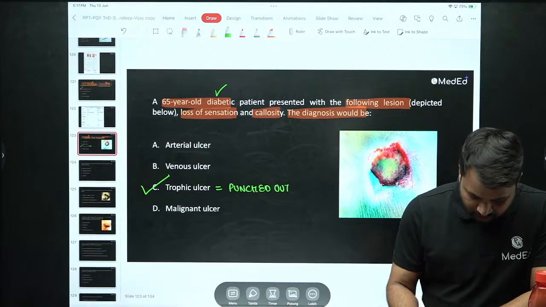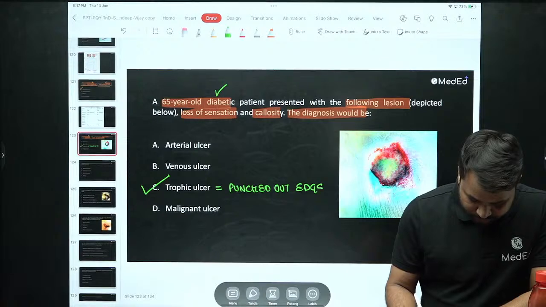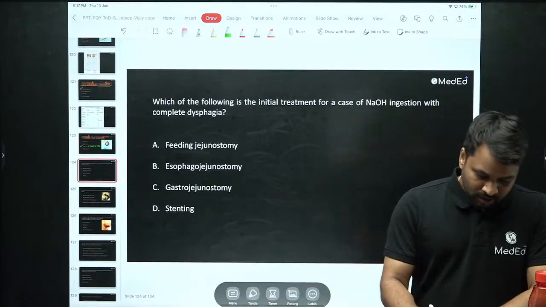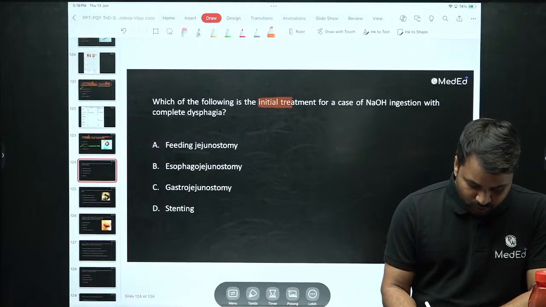It will have a punched out edge, right? Chalo. Venous ulcers will have a sloping edge. Now, I have a patient with, what is the following initial treatment?